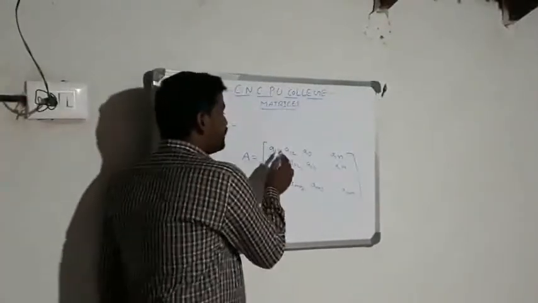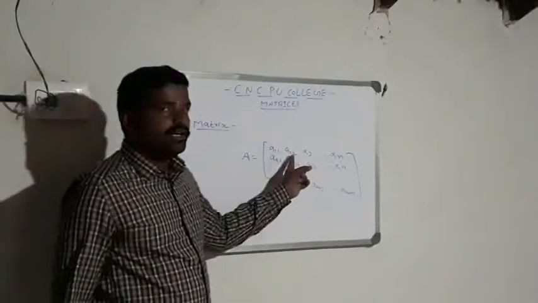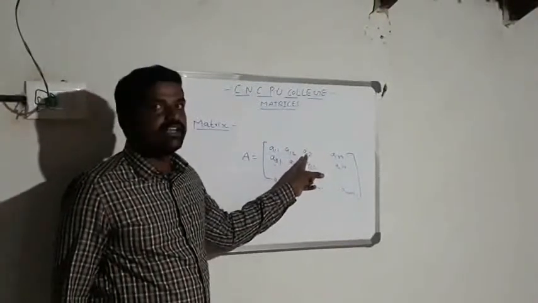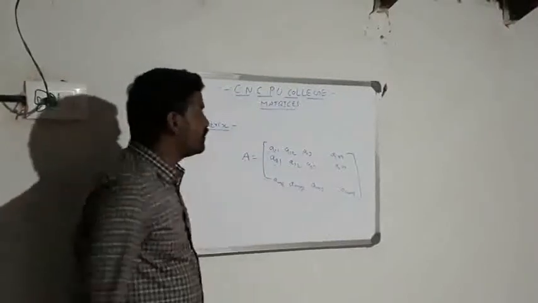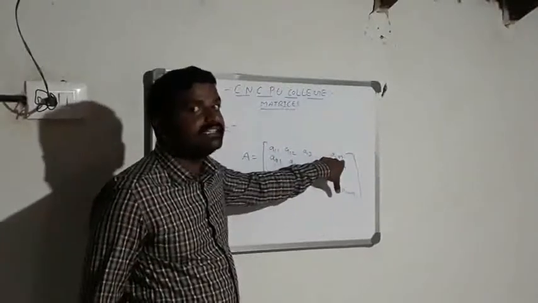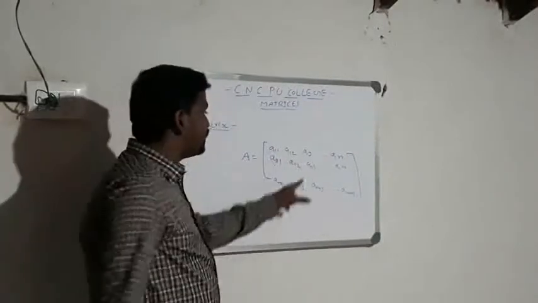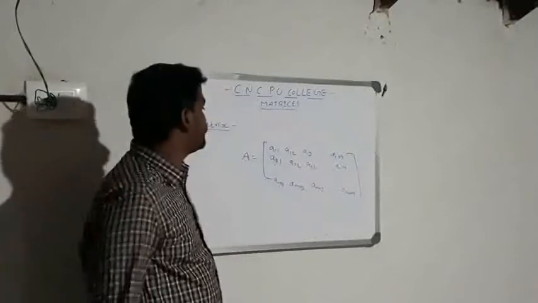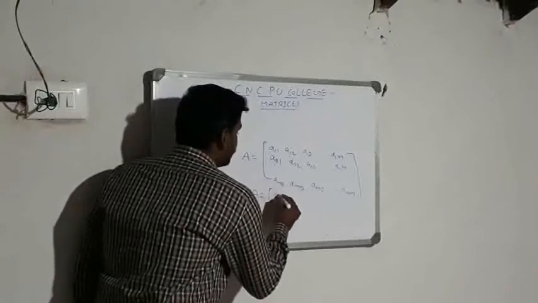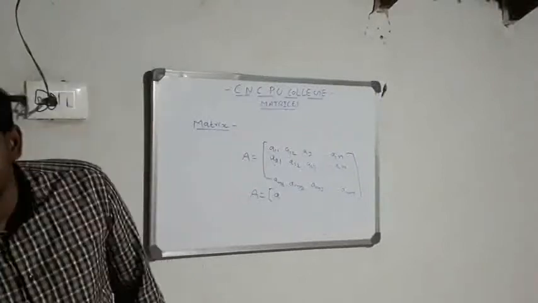See here, A11 means the element lying in the first row and first column. A12 means the element lying in the first row and second column. A13 means the element in the first row and third column. Like that, A1n is the element in the first row and nth column. Similarly, A21 is second row first column, A22 is second row second column. This is the general matrix. This can be written as A is equal to A11, A12, A13, A1n.